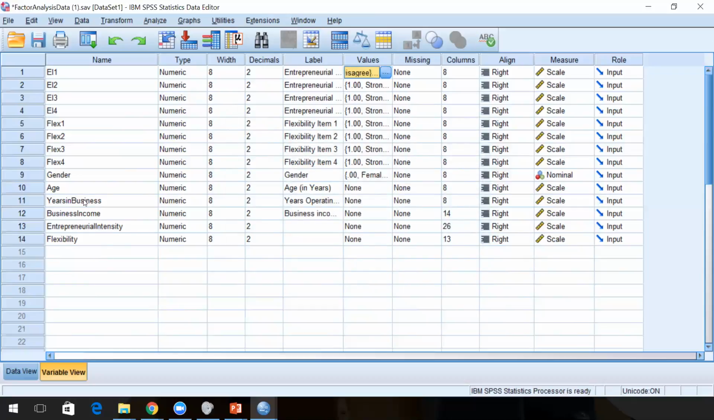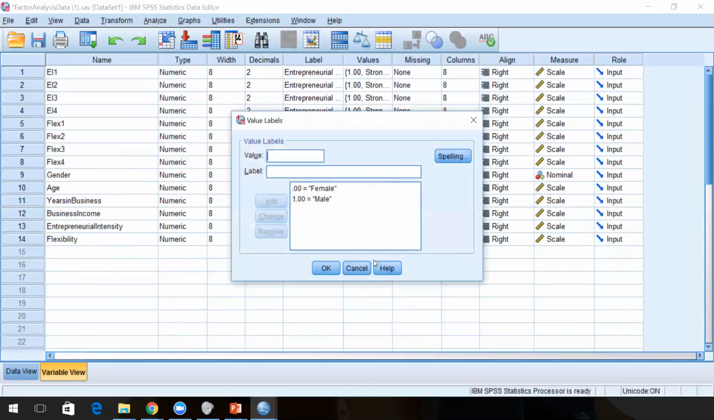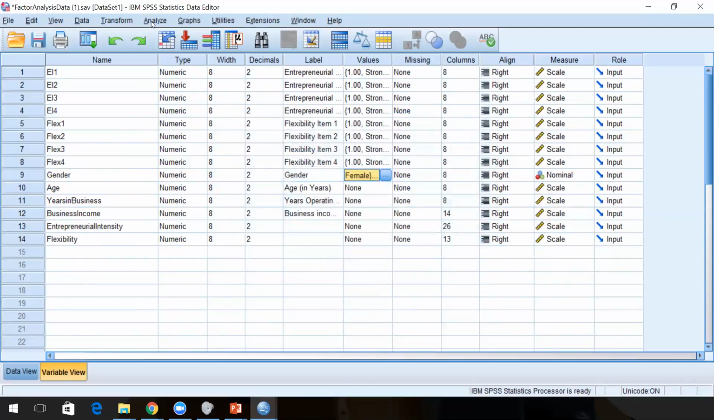Years in business, it's ratio. It's numerical, and 0 means 0, right? Same with age. Age is ratio too, no problem. Gender is nominal, but again, nominal is okay as an independent variable. It's not okay as a dependent with OLS, but it's okay as an independent. I've coded it into a dummy variable, so we're okay there.